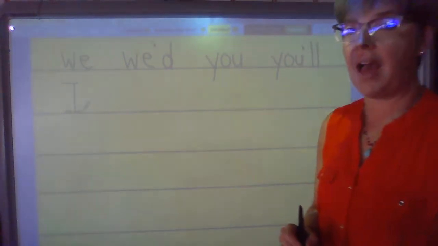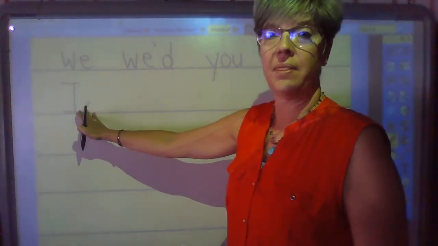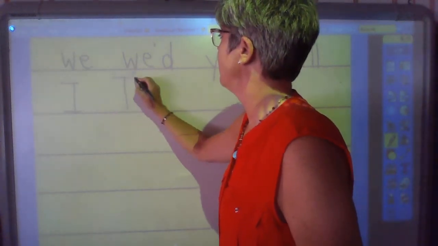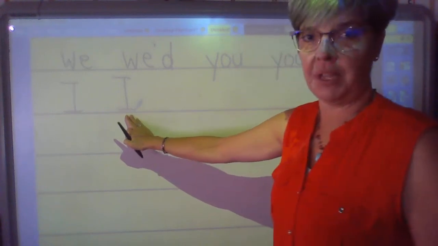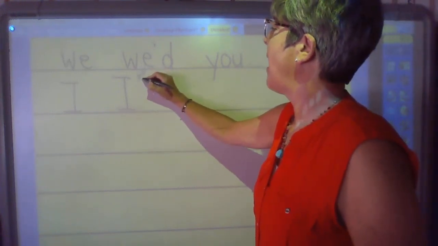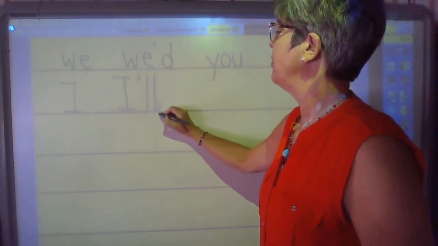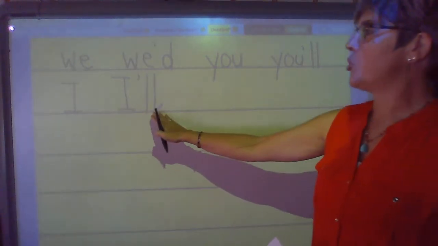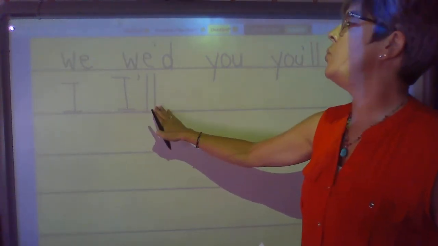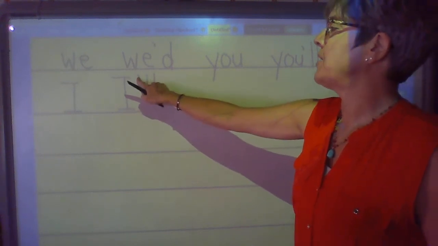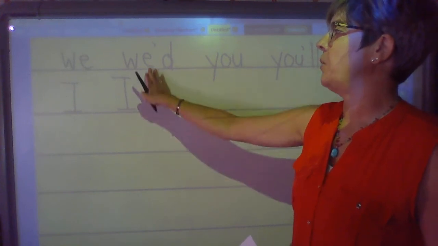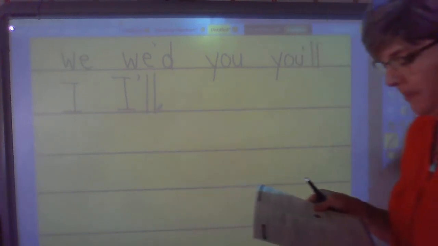Sound, I. This is the pronoun that you use when you're talking about yourself, correct? Sound, I, blend and hold. I'll. What's the word? I'll. This is a contraction for I will. Here's our apostrophe. We dropped the W and the I from the word will, and we only kept the two L's.